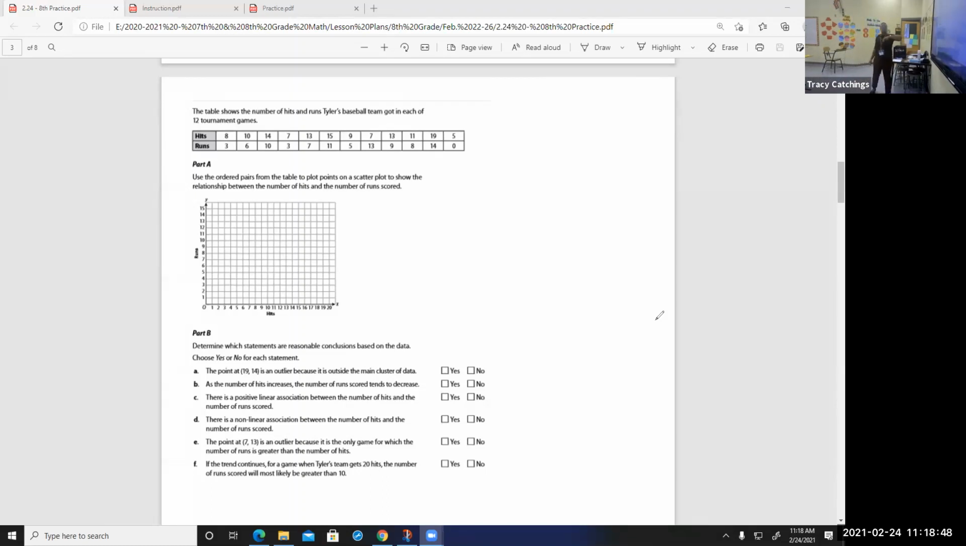Okay, so look at what it says. They got hits and runs. Hits is the X, runs is the Y. So we're going to plot that. Some of y'all know how to do your dots on your thing. I'm going to have to make it small up here, India, so I can get it all on one page. I suppose I can open my computer.